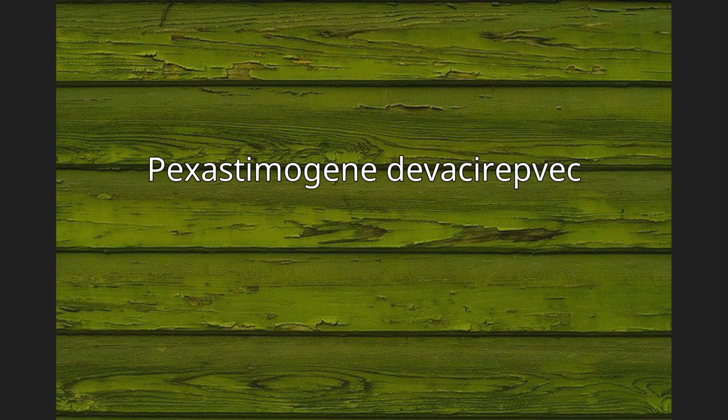Pexastimogene devacirepvec. GM-594 is an oncolytic virus designed to target and destroy cancer cells. It is also known as Pexavec, JX-594, and Pexastimogene devacirepvec, and was constructed in Dr. Edmund Lattime's lab at Thomas Jefferson University, tested in clinical trials on melanoma patients, and licensed and further developed by ScyllaGen.